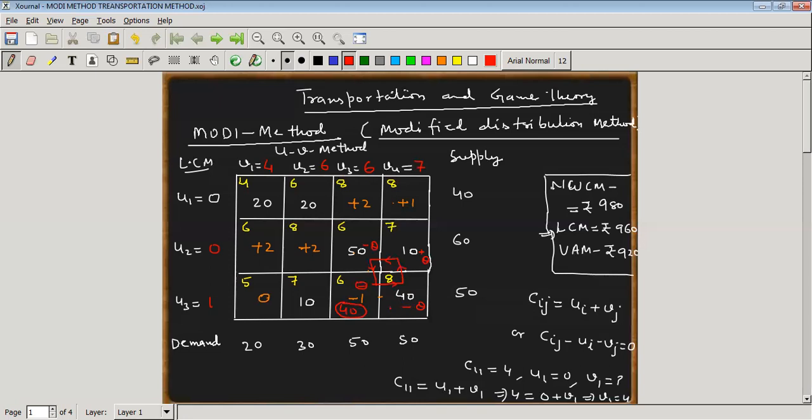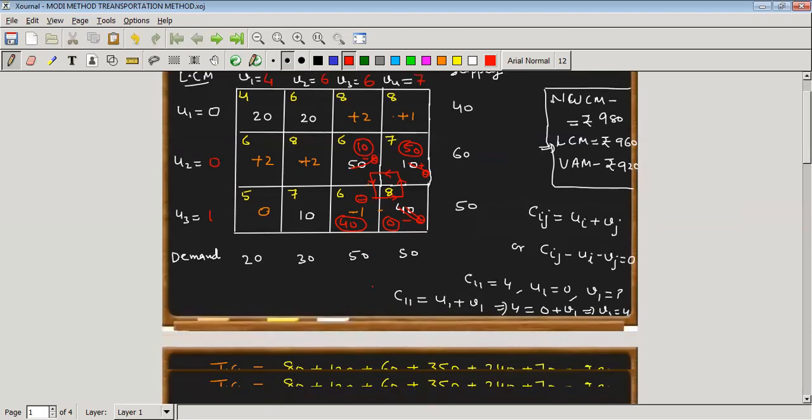minus 40, this becomes 0. So we cancel out this. 10 plus 40, this becomes 50. And 50 minus 40, this becomes 10. Now we check what is the transportation cost now.